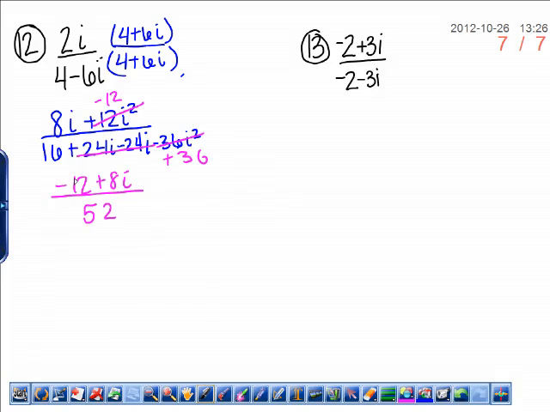Make sure that you split this. Negative 12 over 52 plus 8i over 52. Then you would simplify this. Negative 3/13 plus 2/13 I.